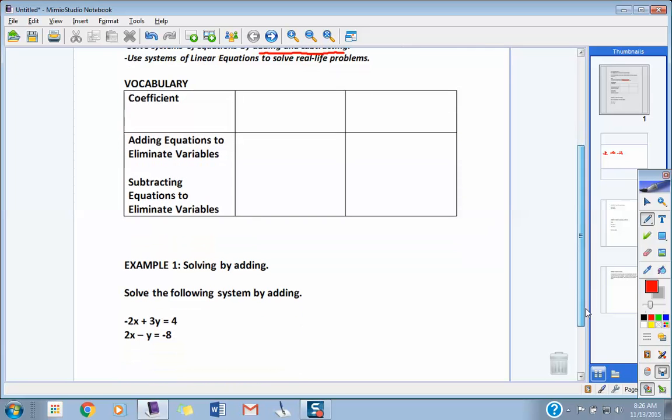All right, we need to establish some vocabulary here. Is there a line right here for you guys? Yeah. All right, let me put my horizontal in there.